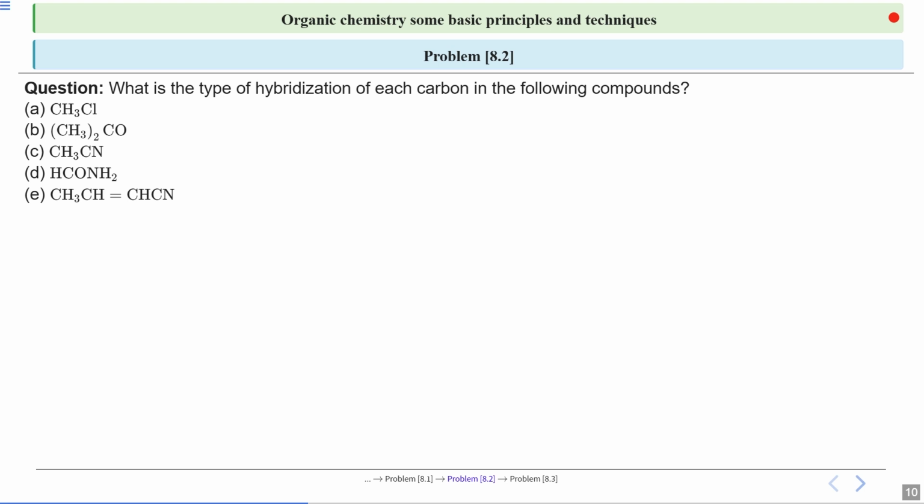Got it? Moving on to the next question. What is the type of hybridization of each carbon in the following compounds? There are 5 compounds given here. You have to simply determine the hybridization. I hope this is simple for you. Your time to solve this question starts now. Just try to assign hybridization for each carbon that you have in a compound. You don't have a specific carbon to be marked.